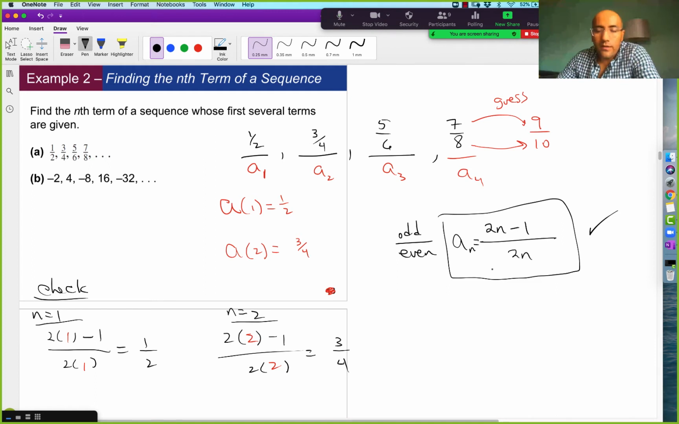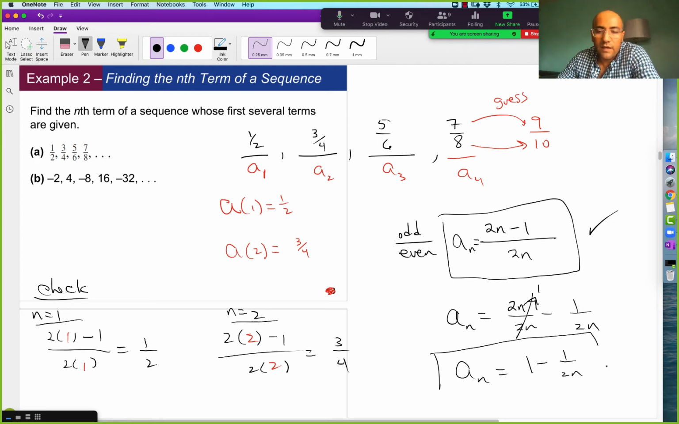Now if you want, once you have that pattern, you can also manipulate it algebraically and get a different expression. So you could also rewrite this as 2^n over 2^n minus 1 over 2^n, which then reduces to 1 minus 1 over 2^n. If you like seeing it this way better, that's fine too. This will also give us the same result, right?